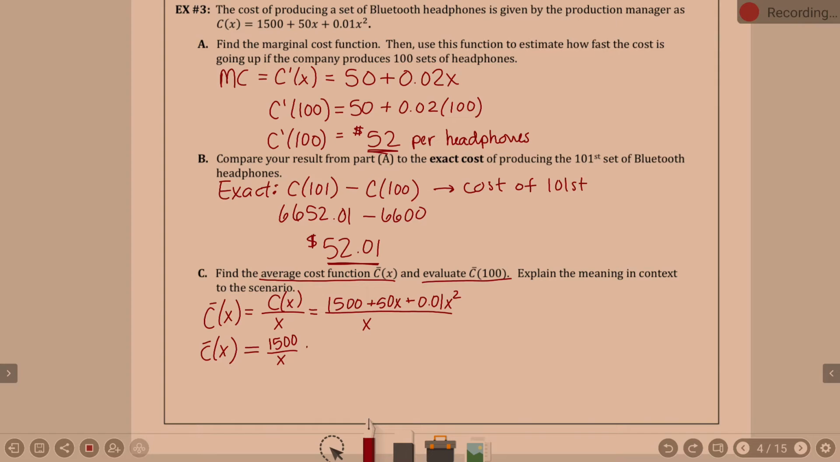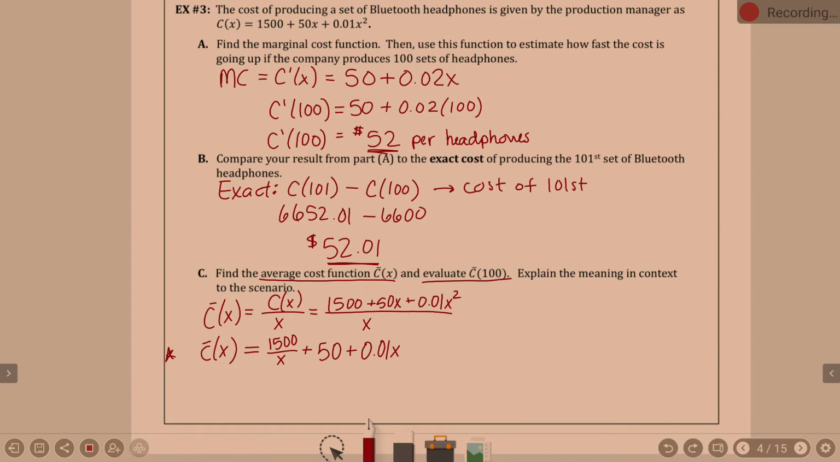50x divided by x. X is canceled, it's 50. Plus 100th x squared divided by x. That's your 100th x. Right there is your average cost function they asked for.